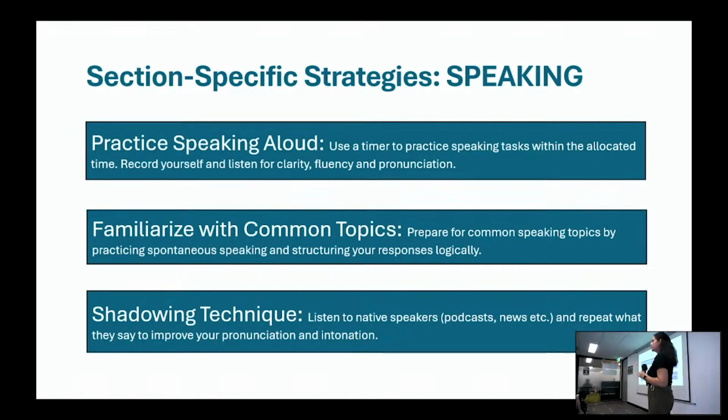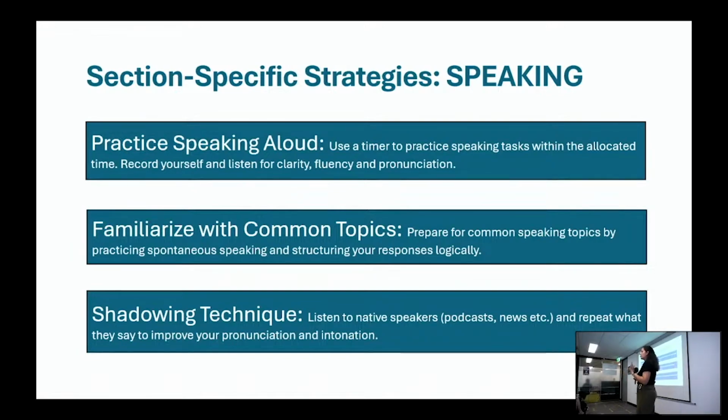Moving to the next one: section-specific strategies, with the speaking, reading, writing and listening. Starting with speaking, how you can improve your speaking score. You have to practice speaking aloud. Whenever you're practicing speaking, always use a timer to practice speaking tasks within the allocated time. Always record yourself, and after recording, you should listen for your clarity, fluency and pronunciation.